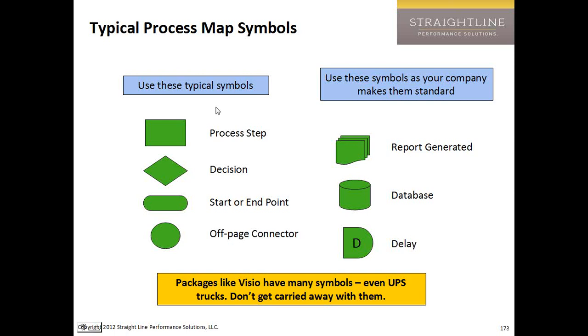Okay? Here are some typical symbols. I like the symbols on the left-hand side: the process step, the decision diamond, the start or endpoint. I also use off-page connectors because I like to not make super duper complex process maps on any one page. If I want to go to the next page, I'll make an off-page connector so it's easily communicated.